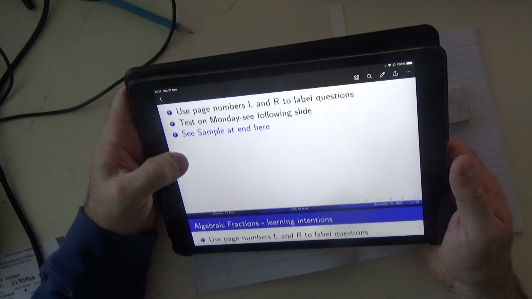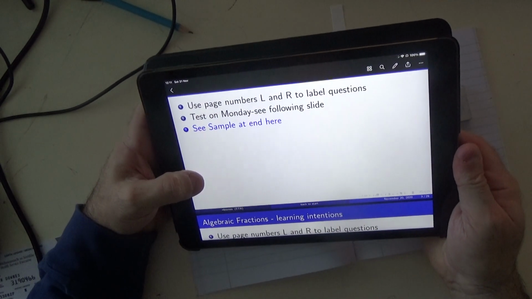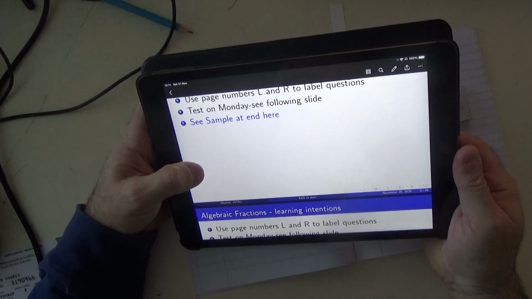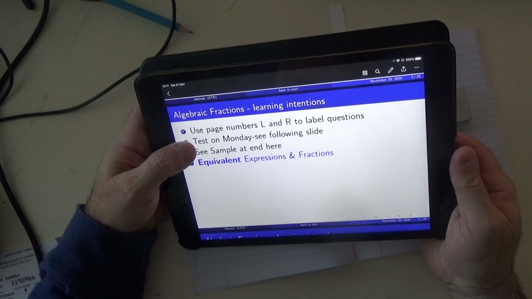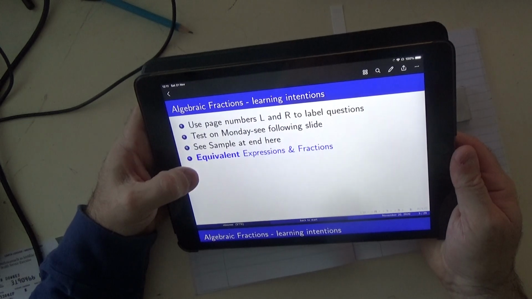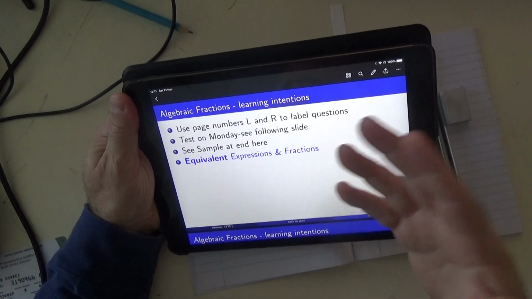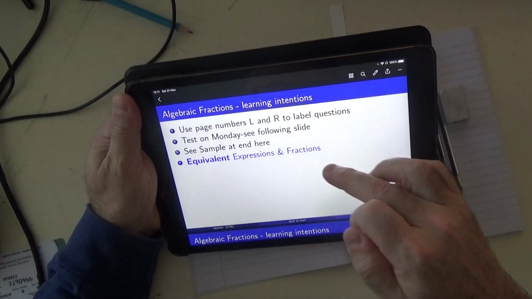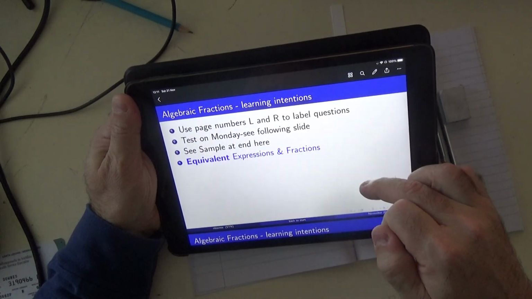There's a test on Monday, and this is mainly what this is about. I'm going to go through the questions for your test. And then the lesson itself was about equivalent expressions. These are for the overall learning unit. We only might have done a few of these, or they would be blended in.